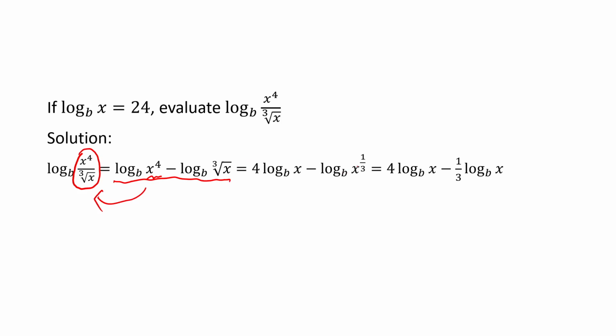Now, the cube root of x is the same as x to the exponent 1/3. Okay, and then I can take this 4 that's in front and move it down. So I can call this 4 log base b of x. And instead of saying cube root of x, I can call it x to the 1/3. I can bring this down in front, and I can say I've got 4 log base b of x minus 1/3 log base b of x.